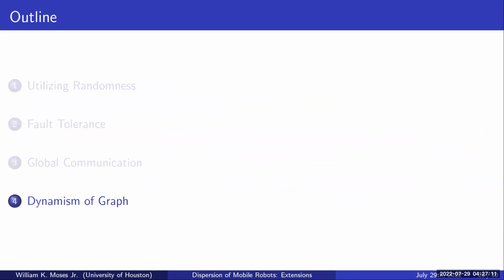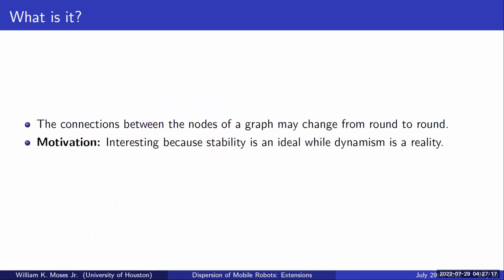And with that, we come to the final extension that we'll talk about in this part of the tutorial, dynamism in graphs. So first of all, what is it? When we look at dynamism, or rather I should say, so far, the dynamism that has been looked at has been when the nodes remain the same throughout rounds. It's only the connections between those nodes that change.